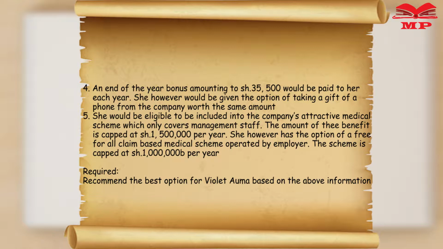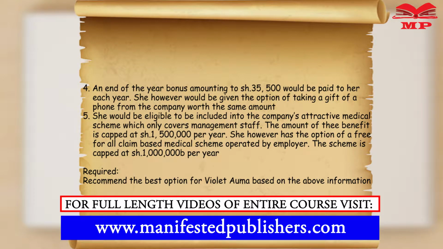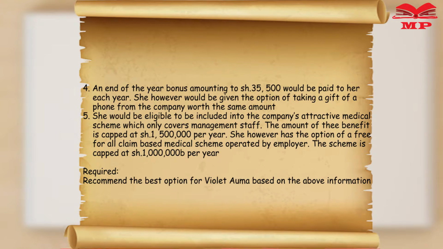Number 4, an end of year bonus amounting to 35,500 would be paid to her each year. She, however, would be given the option of taking a gift of a smartphone from the company worth the same amount. She would be eligible to be included into the company attractive medical scheme, which only covers management staff. The amount of the benefit is capped at 1.5 million per year. She, however, has the option of free for all claim-based medical scheme operated by the employer. The scheme is capped at 1 million per year. For 12 marks, recommend the best option for Violent Ouma based on the above information.